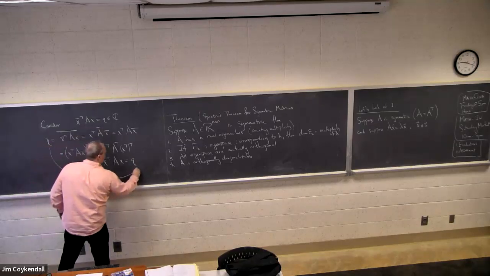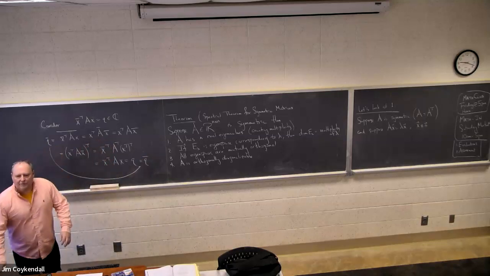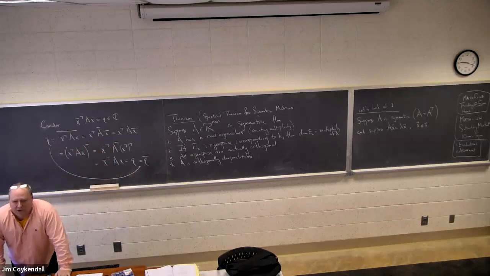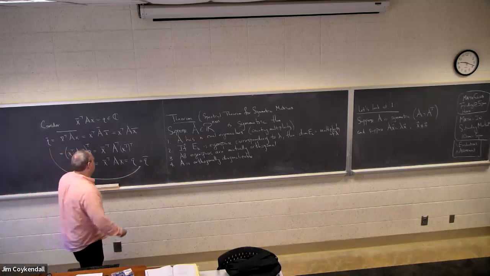And where did we start? So here, what I've discovered is I have a complex number Q, and it equals its own complex conjugate. What complex numbers are actually equal to their own complex conjugate? The real ones, all the ones that are real, right?